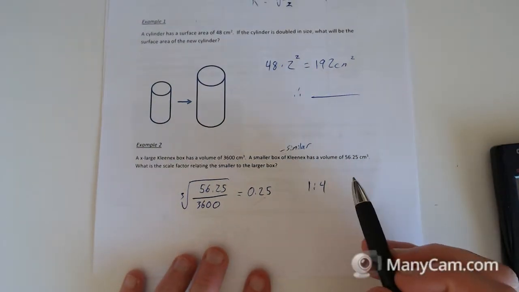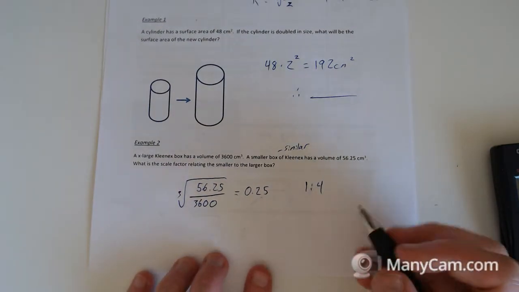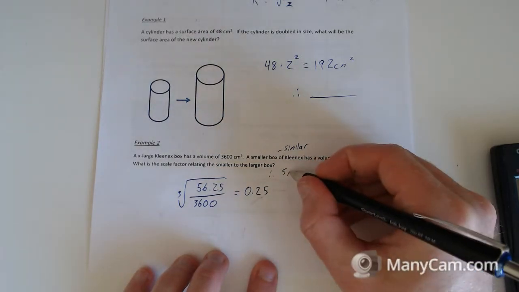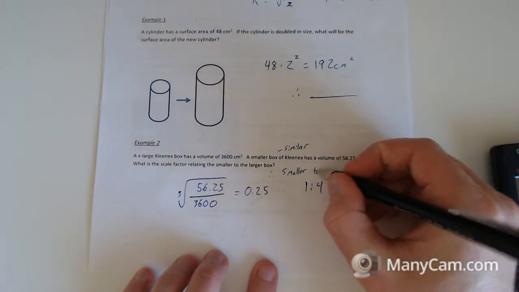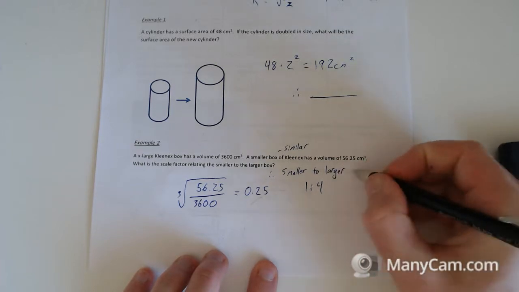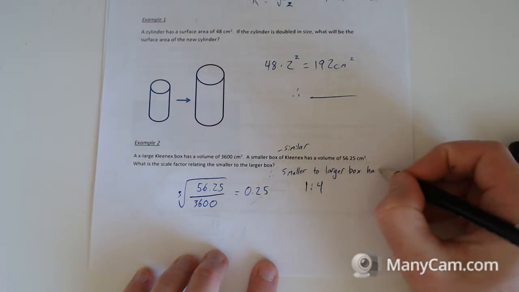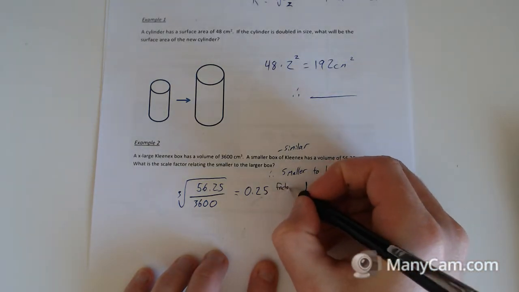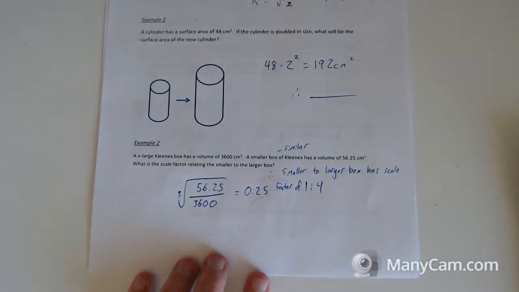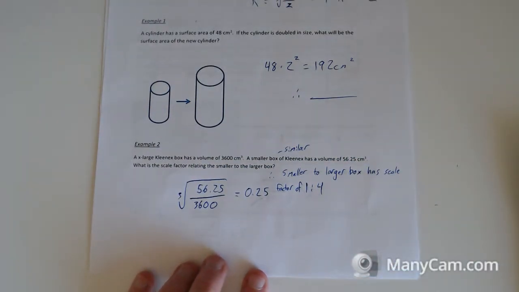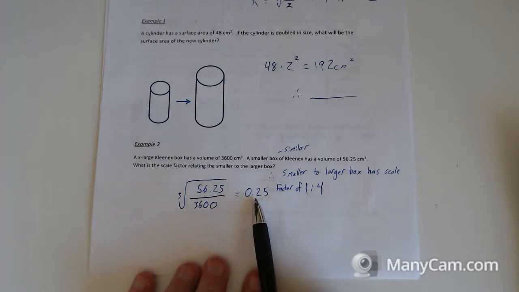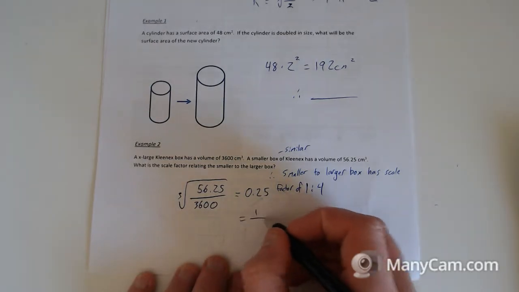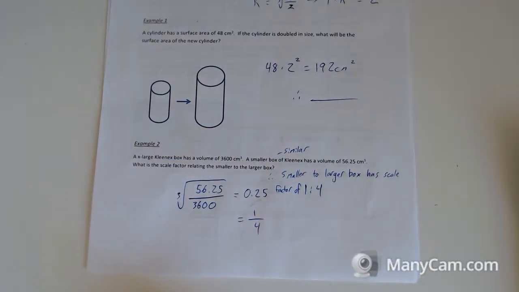What is the scale factor relating the smaller to the larger box? So therefore, smaller to larger box has a scale factor of 1 to 4. And you can turn this back into a fraction. Really good calculators nowadays have a thing that turns that right into a fraction, but this one you can kind of see is going to be 1 over 4. So it's 1 to 4. Good? Good.